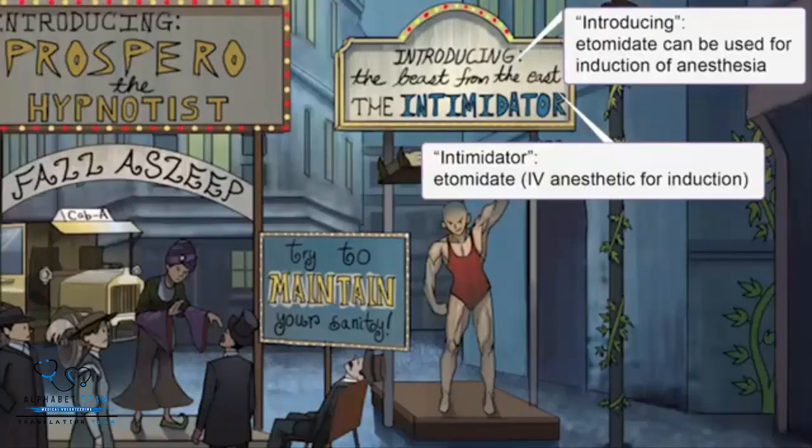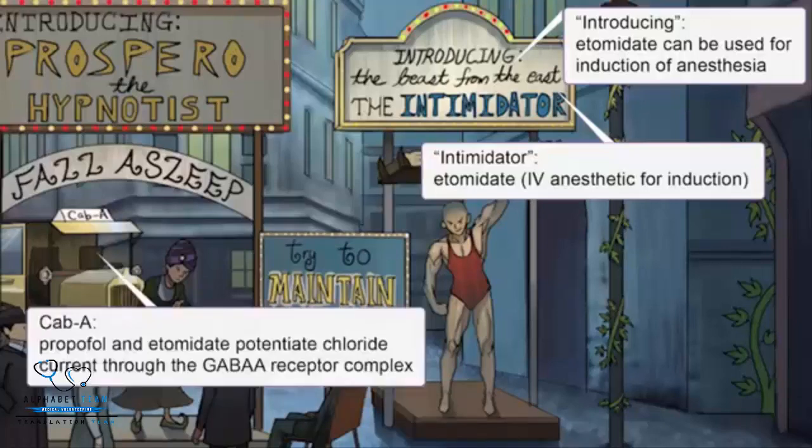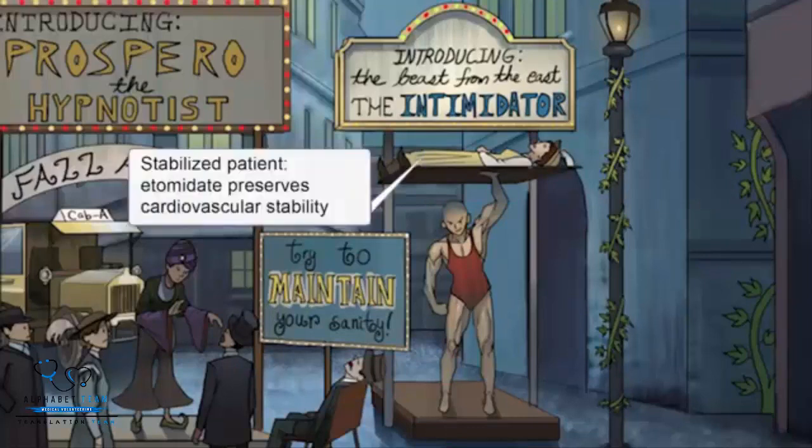Etomidate appears to act primarily through the potentiation of GABA A-mediated chloride currents like most of the other IV anesthetics. So remember that GABA cab in the back. One distinct feature of etomidate is its ability to preserve cardiovascular stability after bolus injection. So, as he stabilizes that anesthetized volunteer above his head, remember that etomidate causes minimal changes to blood pressure, heart rate, or cardiac output. Useful for induction of anesthesia in patients with compromised myocardial contractility.